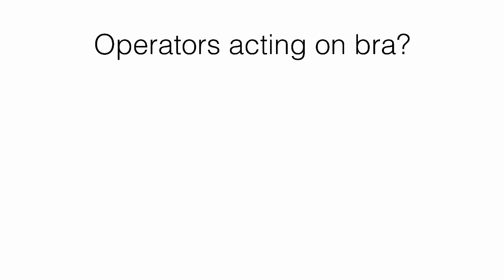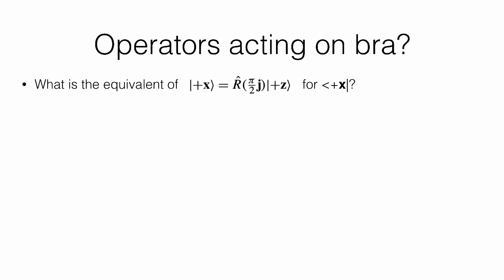So what about the operator acting on a bra? We know how an operator acts on a ket, and what I'd like to know is what is the bra that corresponds to the rotated ket? If I had to find the bra that corresponds to the rotated ket, how would I do that? That's the question, and by imposing a number of rules that we expect to have for rotation, we'll be able to calculate this. In other words, this is the same as asking: what is the bra plus x?